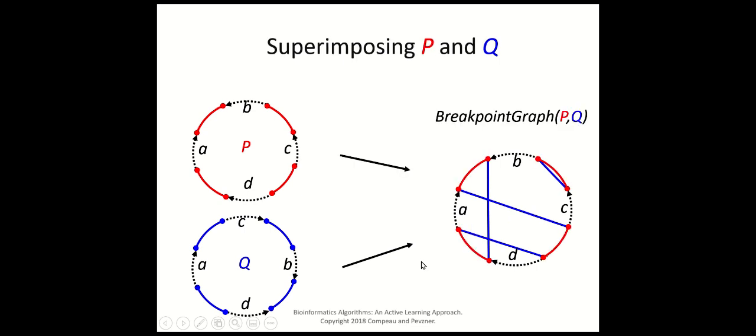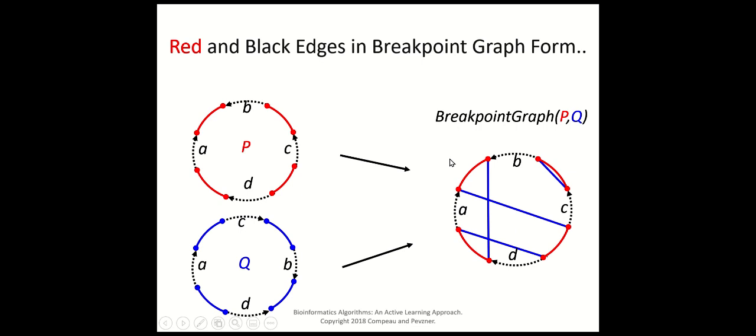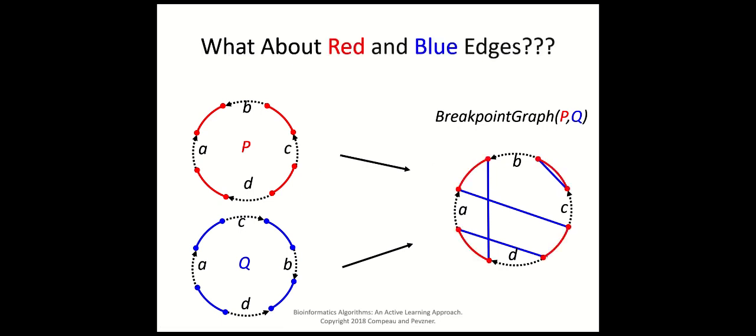Perfect. And now that I have normalized the two graphs, I'm going to superimpose them. So I have in a single graph P and Q. I can see that I have red and black edges that are the ones from the P and Q graphs in the same breakpoint graph. These are only the blue ones, these are only the red ones.